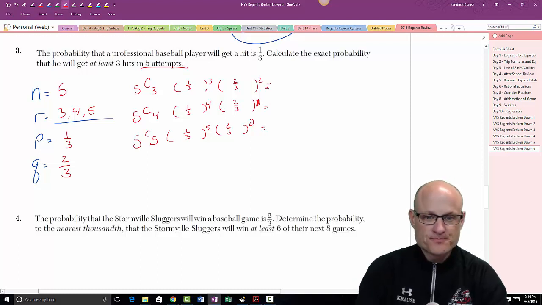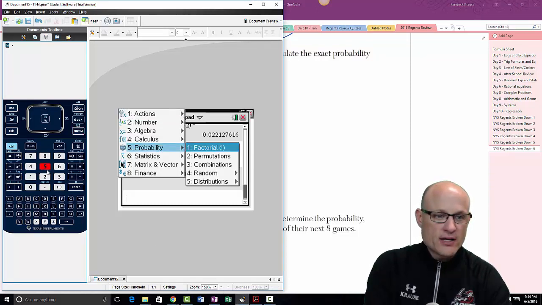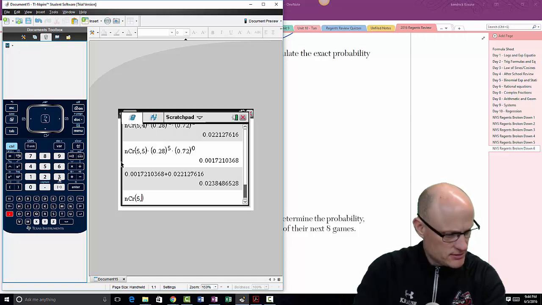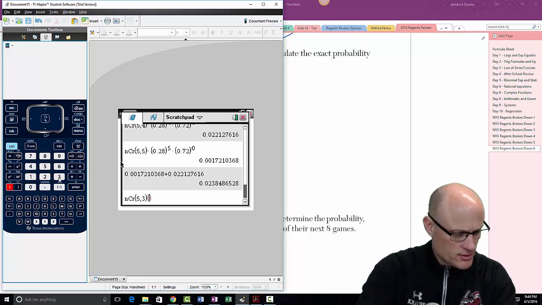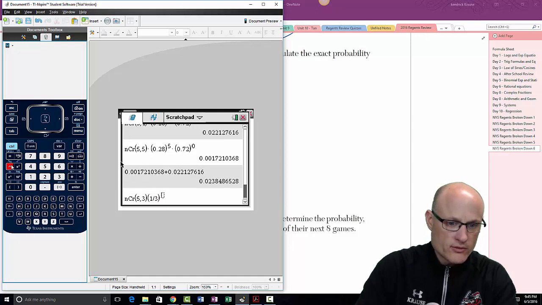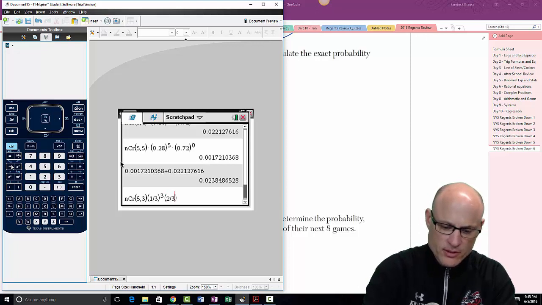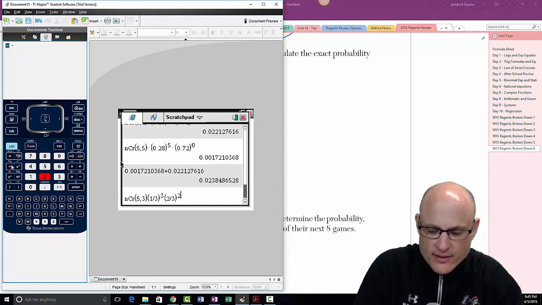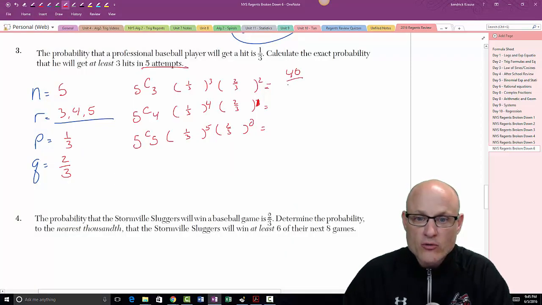All right, so let's go back to here. We're going to go menu 5, 3. We're going to go 5, comma 3, parentheses, 1 divided by 3, parentheses, raised to the 3, parentheses, 2 divided by 3, parentheses, raised to the 2. They add up to 5. Enter. I get 40 over, no, wait a second, 40 over 243. So this is 40 over 243.